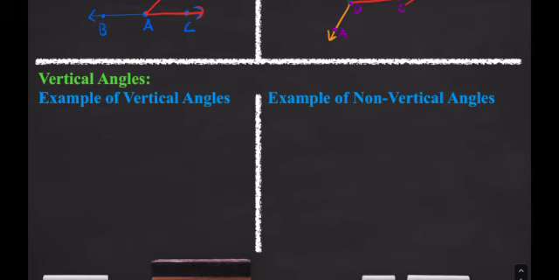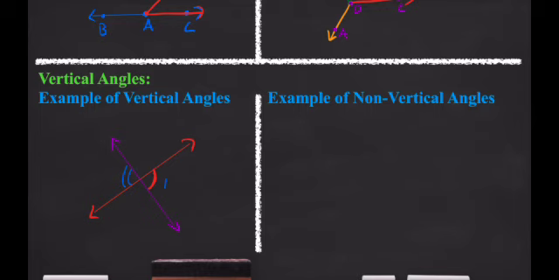Vertical angles. Two lines that cross form vertical angles. Vertical angles are two non-adjacent angles formed by two intersecting lines. So if we have two lines that cross, let's have that line. Let's have this line. Two lines that cross, we know they will be vertical angles anytime two lines cross. Vertical angles are the angles that are not adjacent. So this angle right here and this angle on this side are vertical angles.